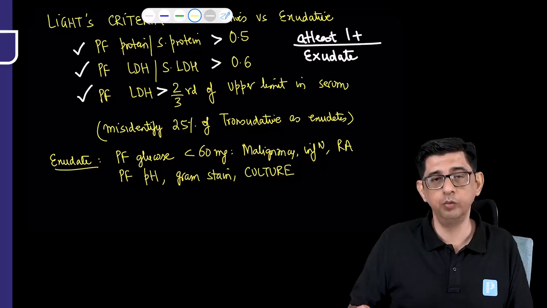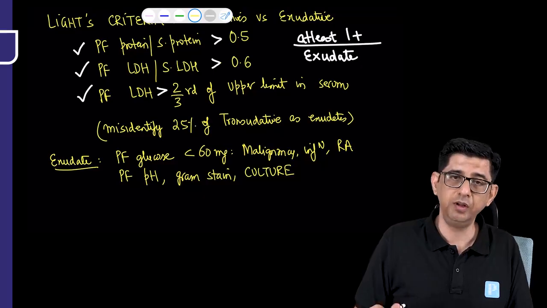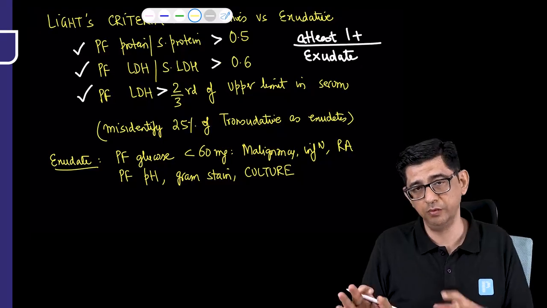But the main message at the moment is to tell you that pleural fluid sugar, as a test, is done after the Light's criteria, are going in favor of an exudative pleural effusion.